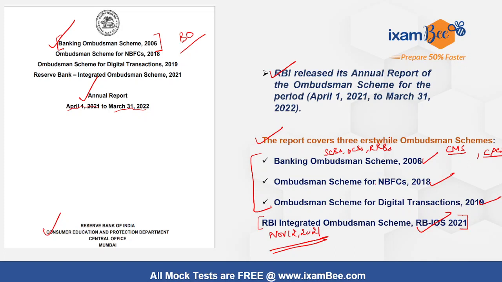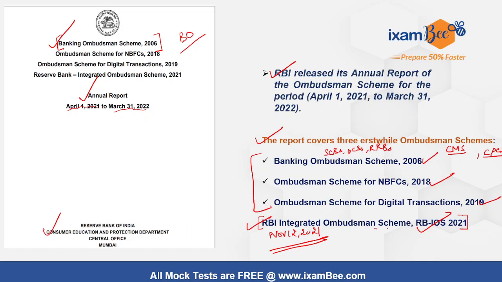The Ombudsman Scheme for NBFCs pertains to complaints regarding NBFCs, and the scheme for digital transactions covers complaints relating to fund transfers, UPI, Bharat Bill Payment System, Bharat QR Code, etc. So this integrated ombudsman scheme, which covers all these three schemes, was based on the principle of one nation, one ombudsman. So territorial jurisdictions have been done away with the introduction of this integrated ombudsman scheme.